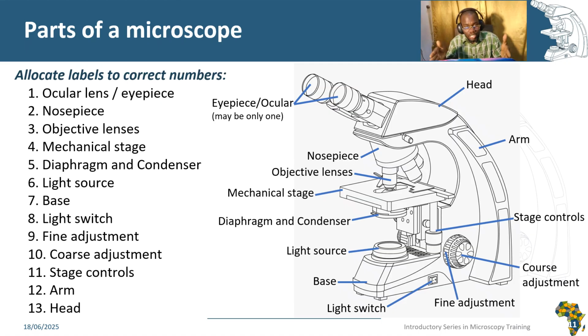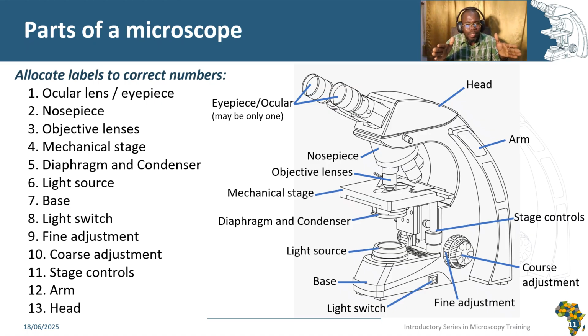The illumination system are those parts that control the amount of light reaching the specimens. These include the light source, the condenser, and the iris. The light source transmits light from below onto the specimens, and the iris controls the amount of light entry through the condenser, and the condenser helps to focus light onto the specimens.